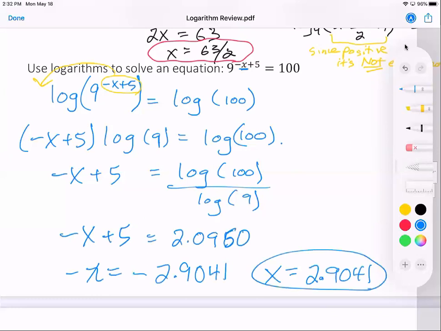And since the domain of an exponential function is all real numbers, you can't ever get extraneous solutions when you have an exponential form like this. It's only when you have a logarithmic form that you have to be careful of extraneous solutions. So it looks like our answer is 2.9. We could always check our answer: if I did 9 raised to the negative 2.9041 plus 5, I should get roughly 100, and I do. So that looks like a good, correct answer.